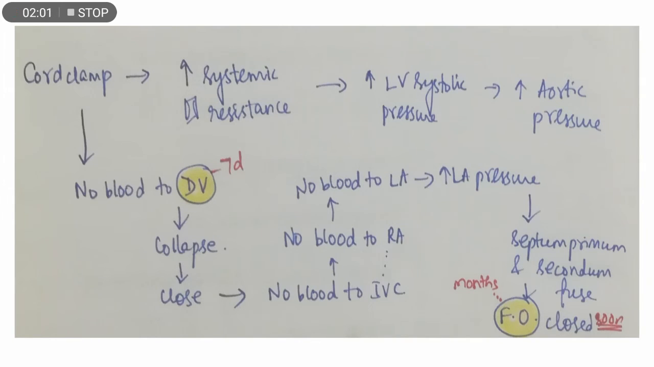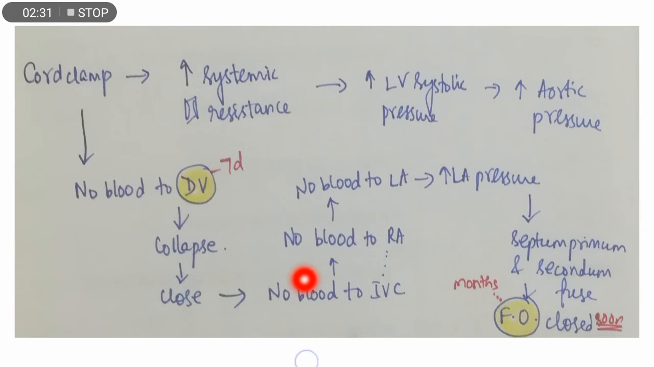Immediately after birth, the child has respired. We have to clamp the cord. And so there will be no blood flow to the ductus venosus, because the umbilical veins drain into the portal vein and the ductus venosus. After that, there's no blood, so it will collapse and close. It won't close immediately, but ultimately at 7 days, it will disappear altogether.